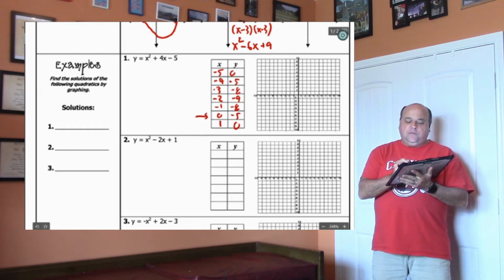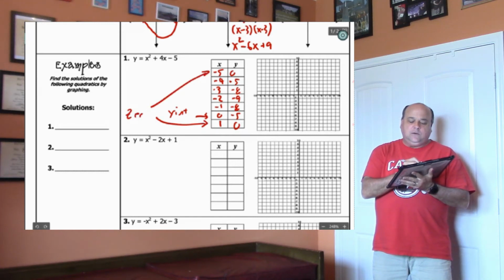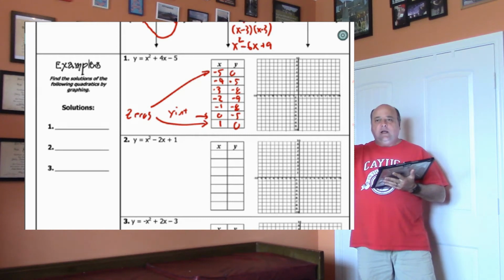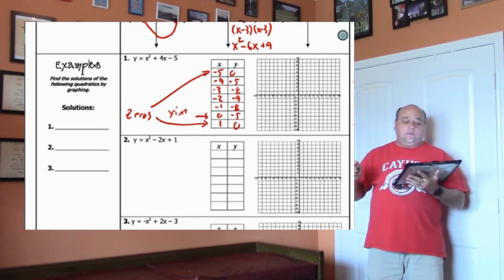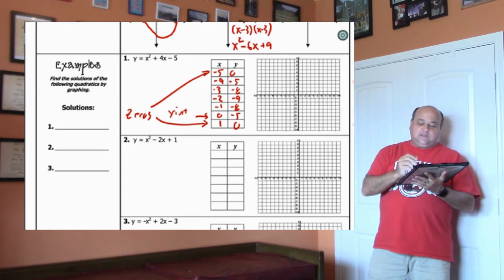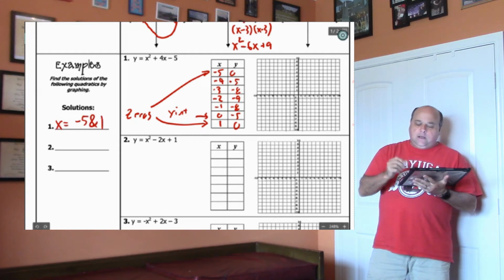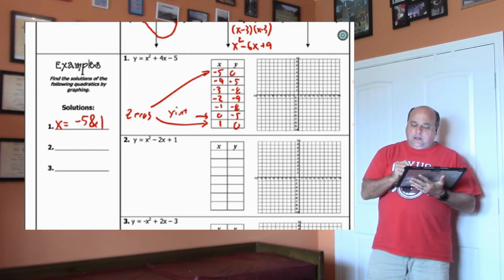Now then remember, this is the y-intercept, and this number and this number are your zeros. There's a big difference. The y-intercept has a 0 on the left. The x-intercept has a 0 on the right. And if you were to graph this, the solutions on this would be x equals -5 and 1. And then if you were to graph, it would be -5, 0 and 1, 0.